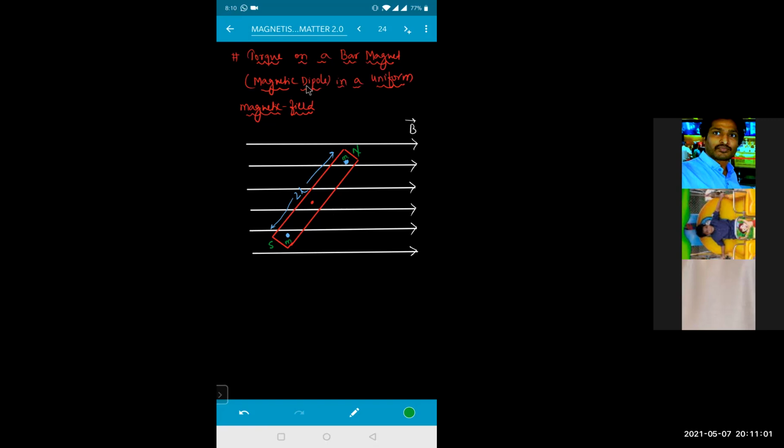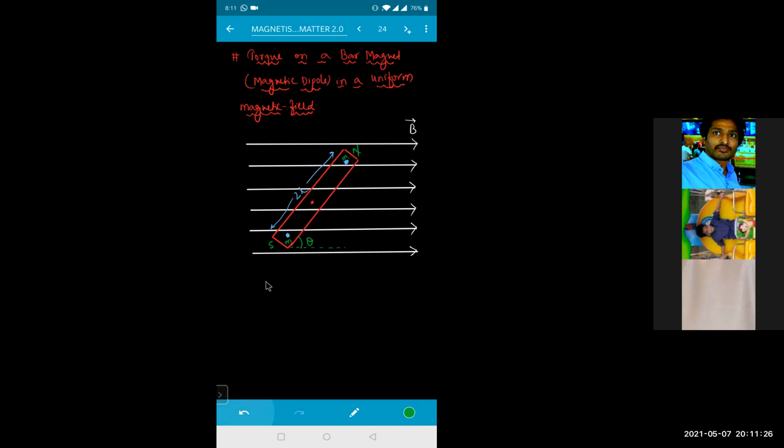So, torque on a bar magnet, magnetic dipole in a uniform magnetic field. This is a bar magnet. Pole strength of each pole is given as m, and this is a north pole and this is a south pole. This bar magnet of length 2l is making an angle theta with respect to the magnetic field B.